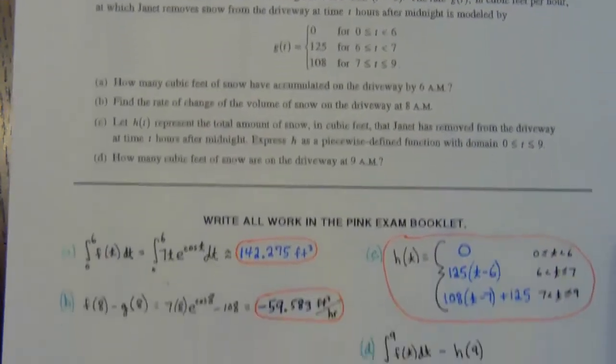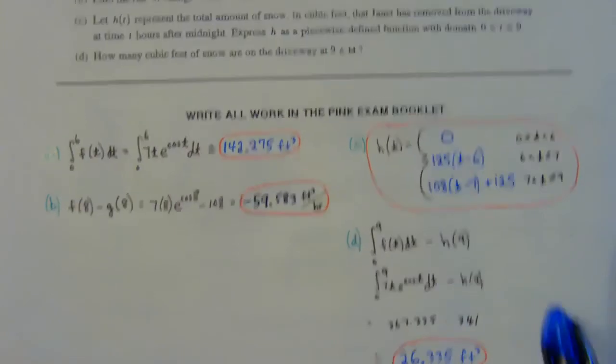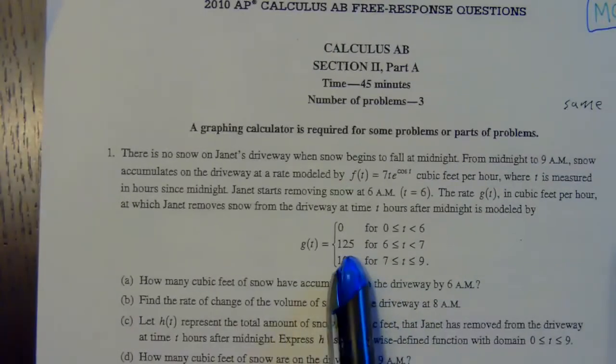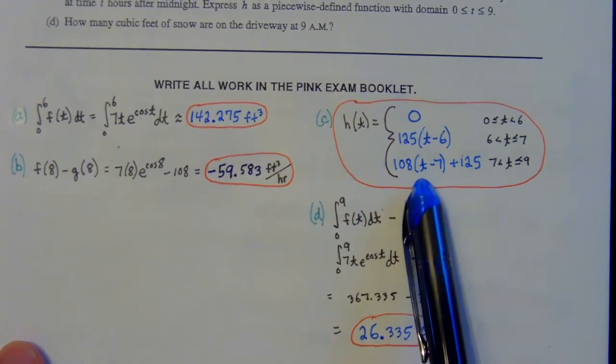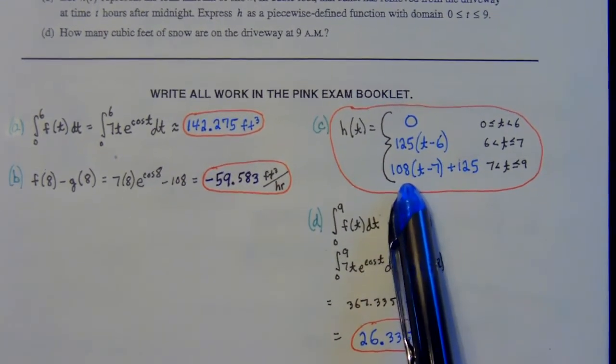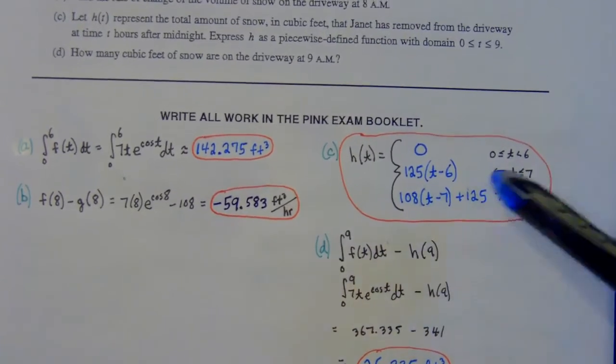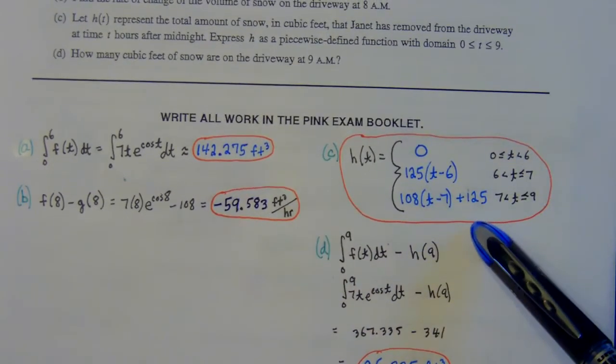And then notice in between 6 and 7, that was 1 hour, and she's removing at 125 cubic feet per hour. So that's 1 hour, that means at that time she removed the 125, and then she's going to start removing it a little bit more slowly, at the 108. But see, you got to subtract out the 7 hours leading up to that. So I'm going to do it.